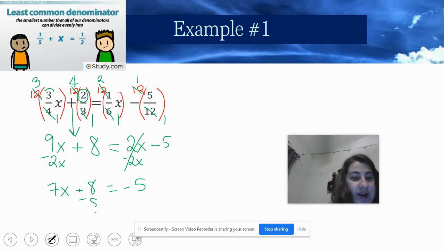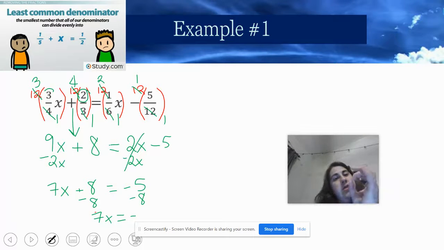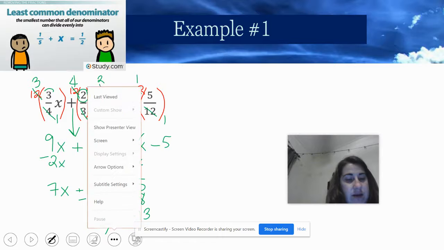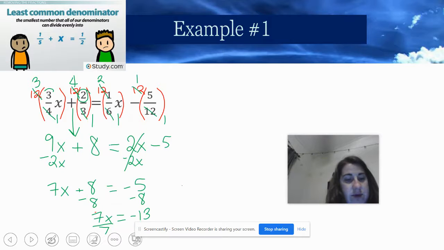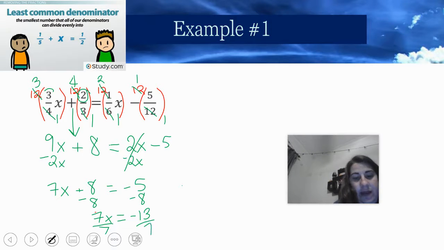Now I'm going to subtract 8 from both sides. And I get 7x is equal to negative 8 minus 8. That gives me negative 13. And now I'm going to divide each side by 7. I'm going to write it up here because there we go. And my answer is x is equal to negative 13/7.